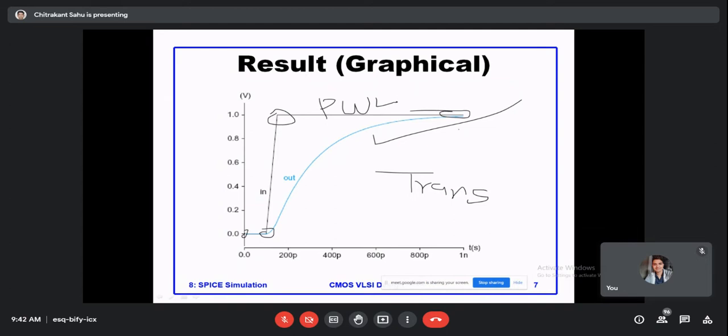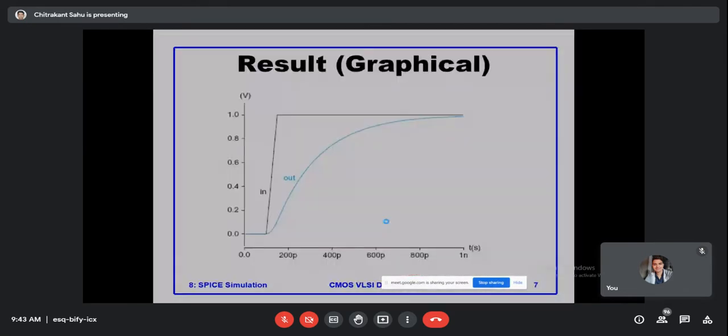If we apply a PWM signal, it will take some time. How much time will it take? In theory it will take the time constant. So time constant tau is nothing but, what is tau here, students? Time constant. What is the formula for tau in theory? RC, simple.